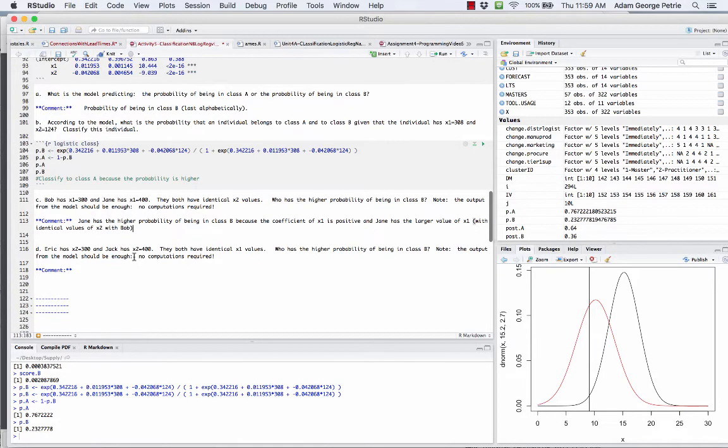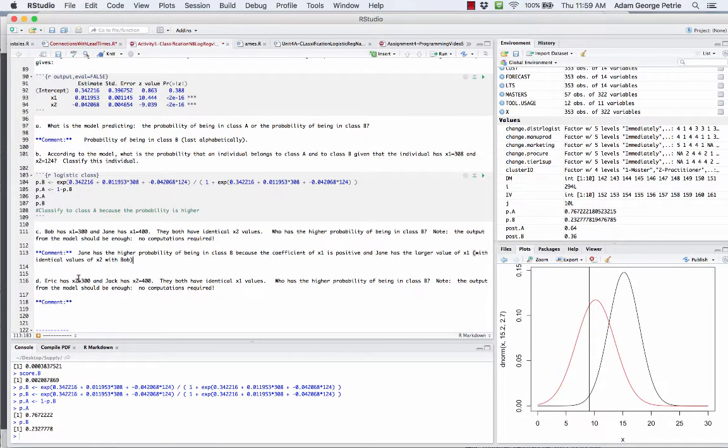All right, well, Eric has an x2 value of 300. Jack has a larger x2 value here, but they both have identical x1 values. So what does the model say? Who has the higher probability of being in class B?